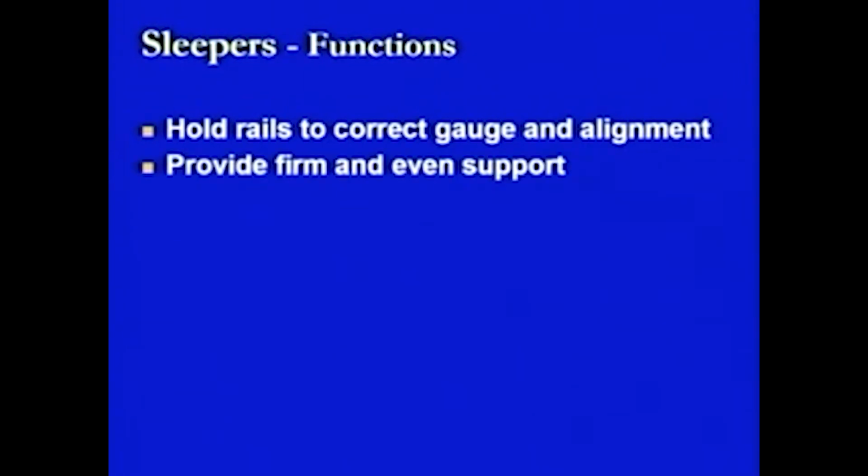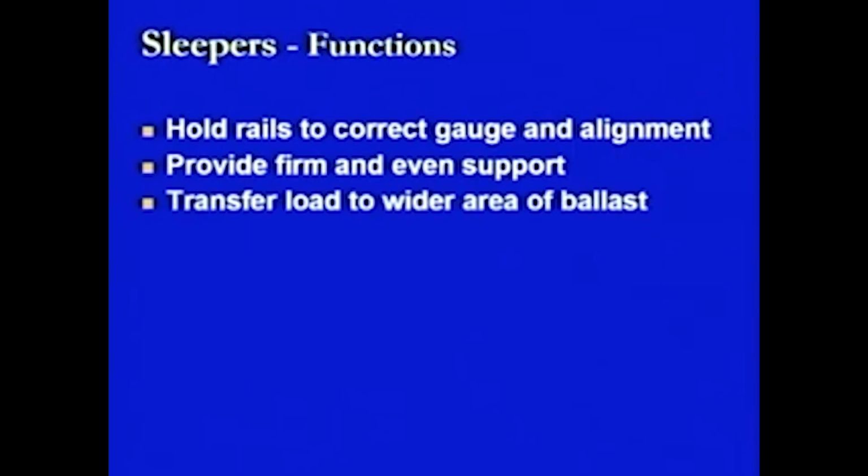Another aspect is that they should be able to provide firm and even support to the rail sections. The rail sections are being placed at the top, and if they are not supported, then they are going to sink into the ballast cushion. So, that should not happen. They should have a wider area by which they will remain in a floating condition in the ballast cushion medium, and that is how a support system is devised.